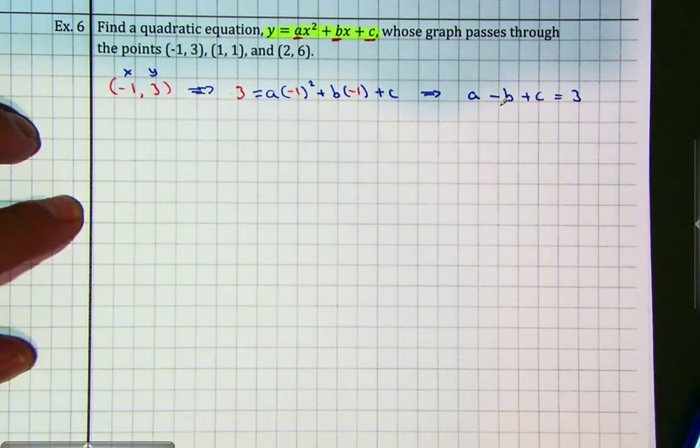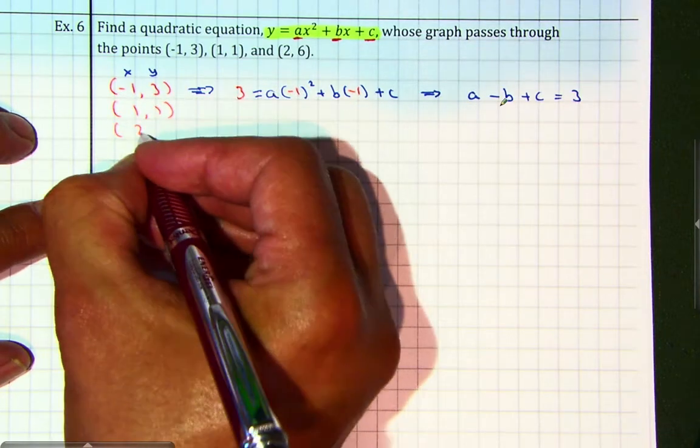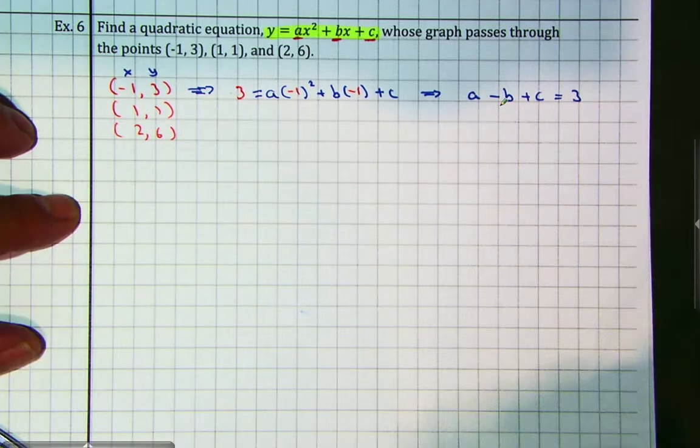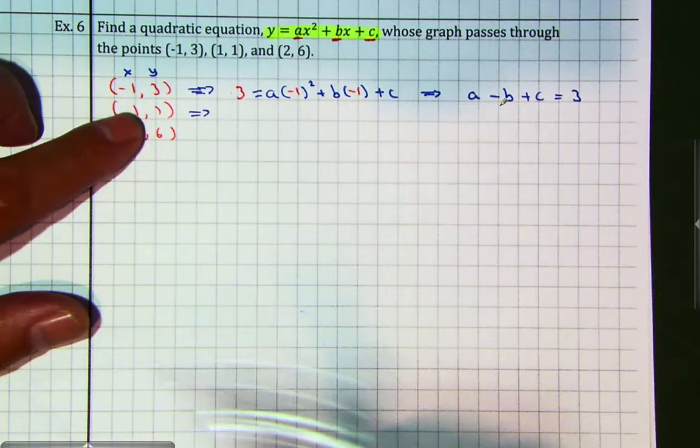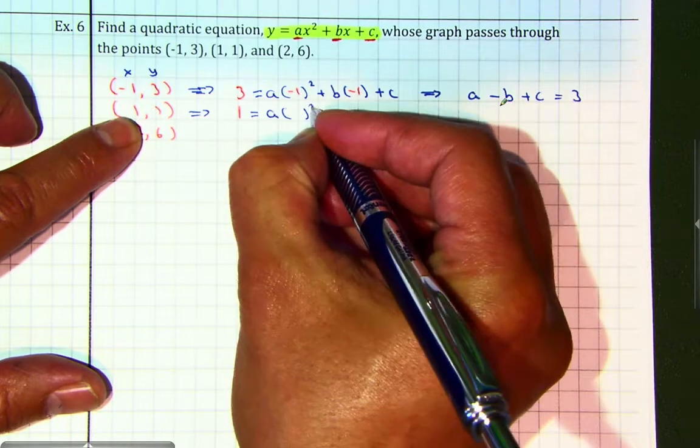And I'll be doing the same thing for each of the points. That will give me another equation, and that will give me another equation. So for 1, 1, the y value is 1, and the x value will be 1.